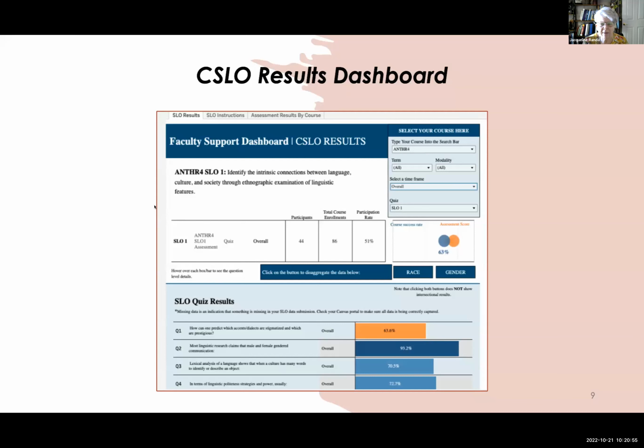Do I understand that? Okay, let me try to answer and you can tell me if I've addressed your question. Okay. So we have mapped our course SLOs to our institutional SLOs. Okay.